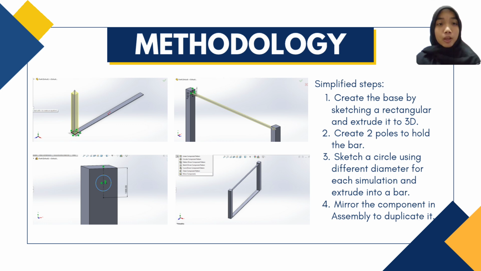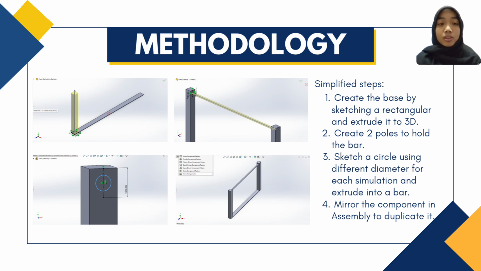For methodology, I will give the steps of designing the parallel bar. First, create the piece by selecting the plane and sketching a rectangle, then extrude walls to create a 3D base. Next, for the pole, sketch a square at the corner of the base and extrude walls to get the height. Repeat the step for the other sides.